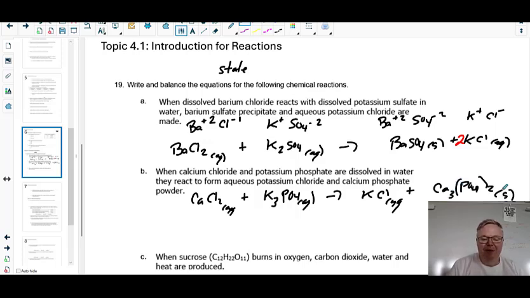Ca3(PO4)2. And then just go through the process of balancing it. Here's 2 Ca. I always start with the most complex looking one. Here's 3 Cas, so I'm going to put 3 there. There's 2 PO4s, so let's put 2 there. That's going to give me 6 Ks. So 6 Ks, 6 Cls, 6 Cls. We're done.